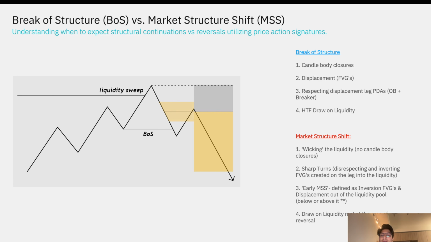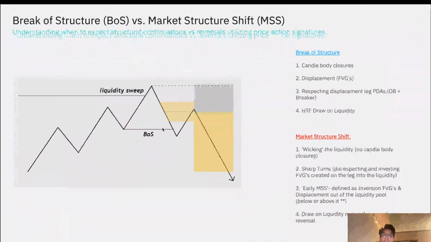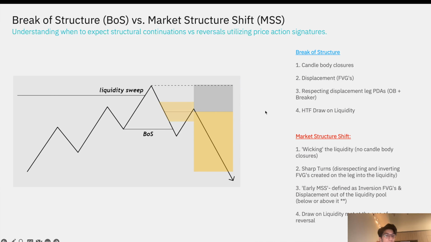This is really going to help us understand when to expect structural continuations versus reversals, and this is going to be utilizing our price action signatures. A break of structure can be defined and characterized by candle body closures, displacement, and respecting the PD arrays that we create along that displacement leg through the liquidity.